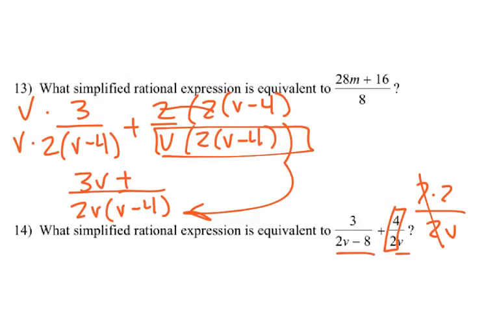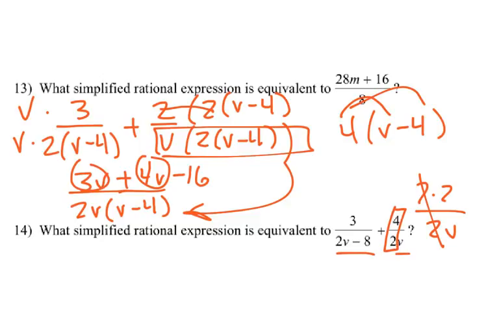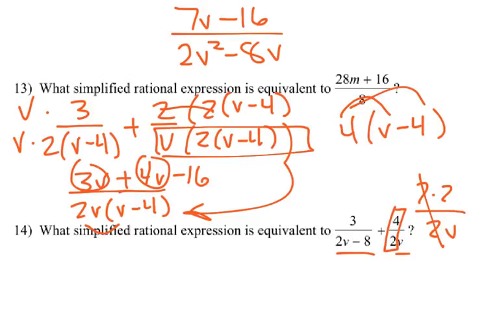So 2 times 2 would be 4 times v minus 4. Distribute the 4, and we'd have 4v minus 16. Now, can we combine 4v and 3v? Yeah, so we'd end up with 7v minus 16 over, and I could distribute that and have 2v squared minus 8v. I can't simplify it further, so there's my ugly answer.